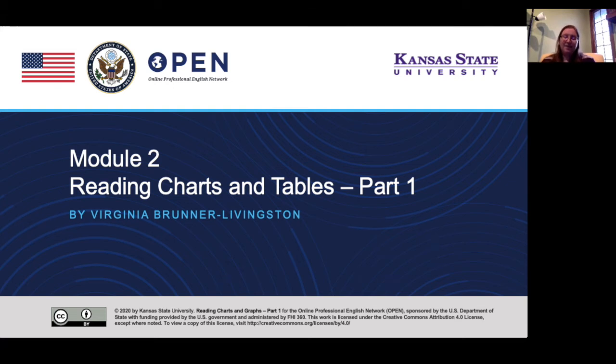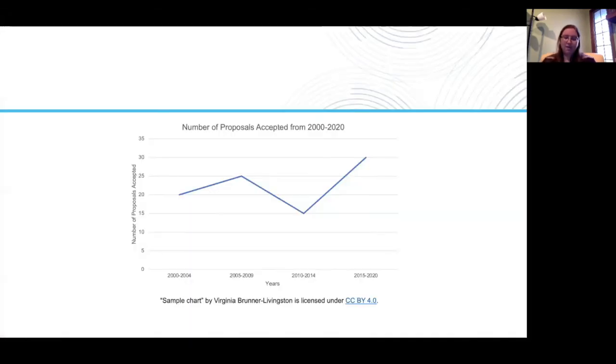Welcome back, everyone. Next, we're going to be looking at how to read charts and graphs and how to describe the information that we see within the charts and the tables. First, we have here an example of a chart.